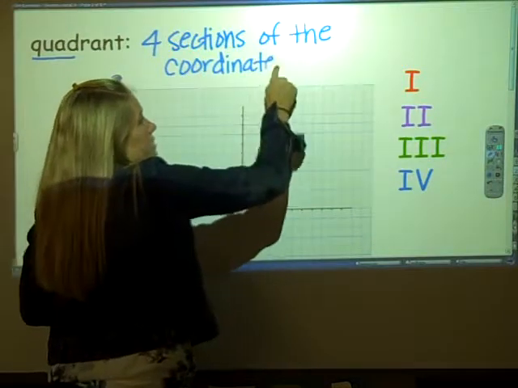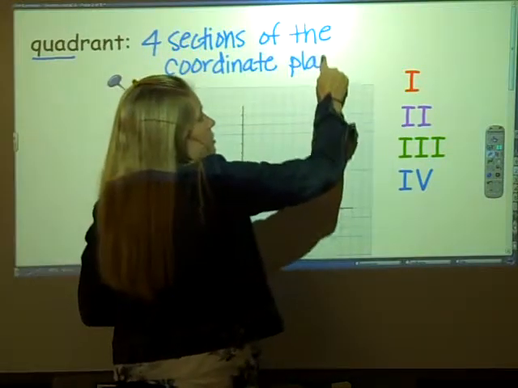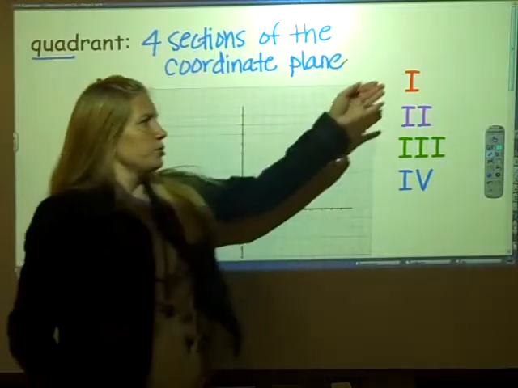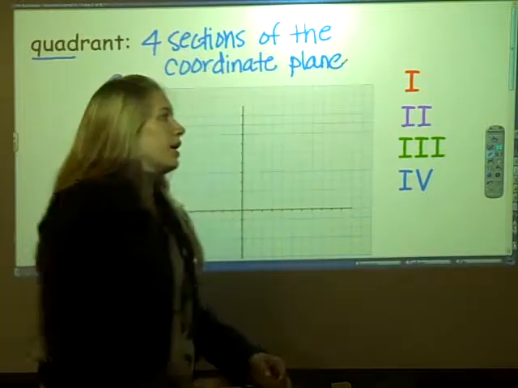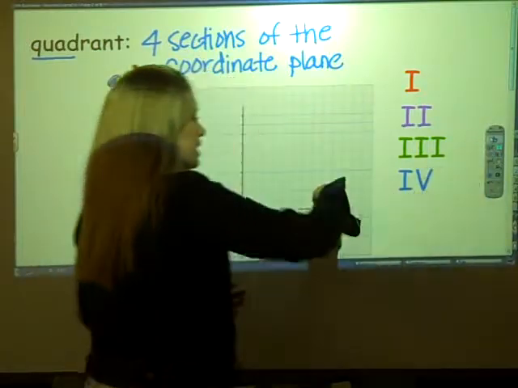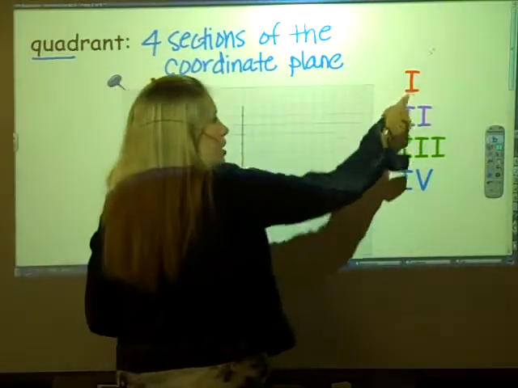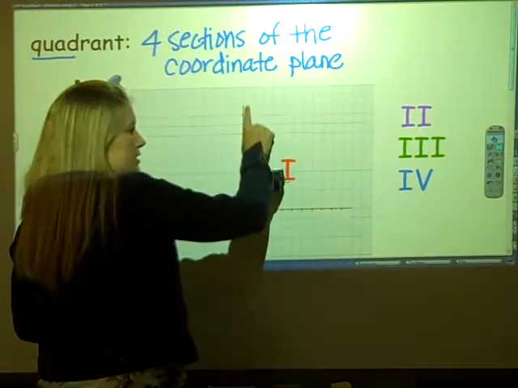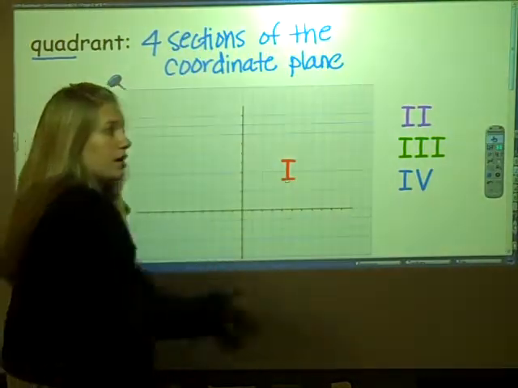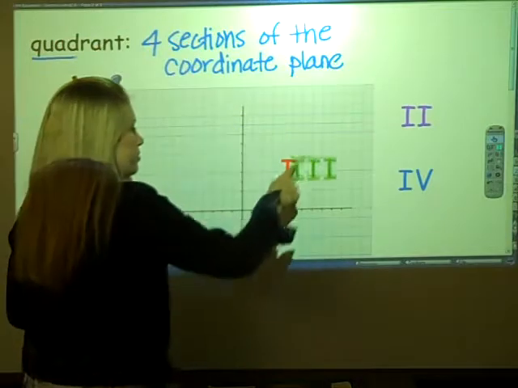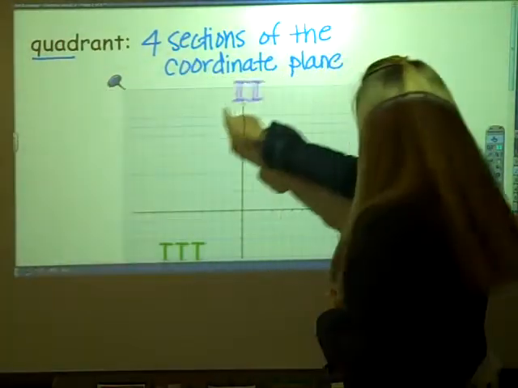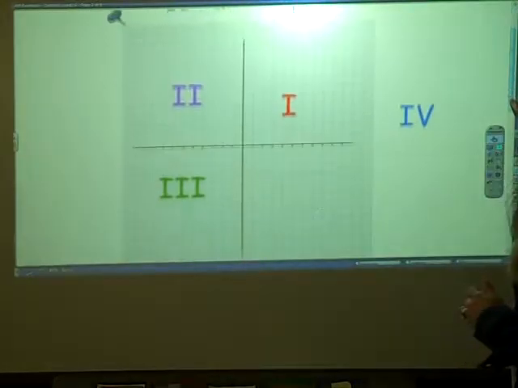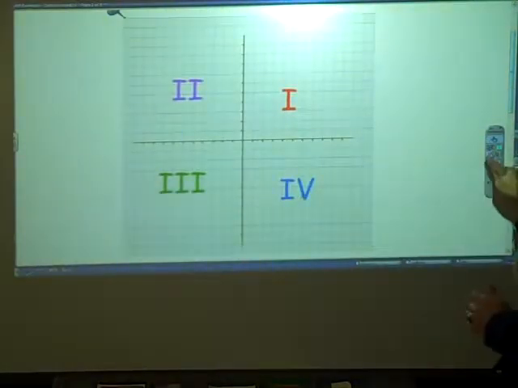And to name them, we use Roman numerals. These are Roman numerals. They look like capital I's, 1, 2, 3, and 4. Number 1, and they're going to make a C shape. 1 will be the one where positive coordinates will lie. 2, I'll grab 3. 3 goes down here. 2 is over here, and 4 is here.